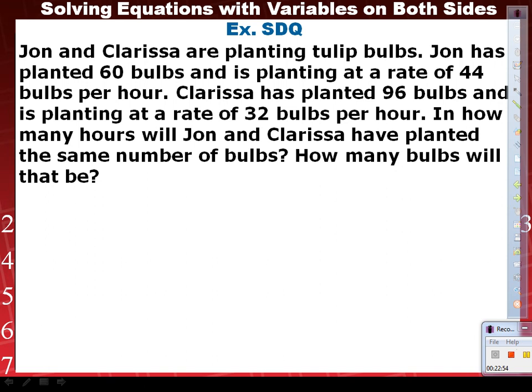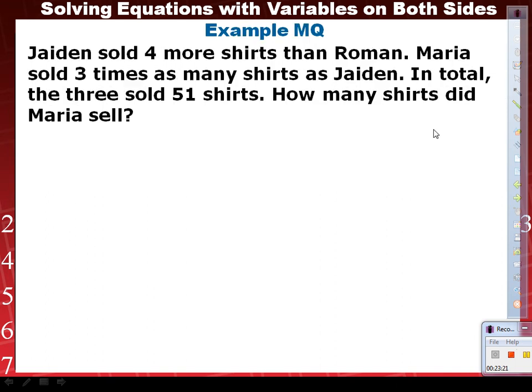Now let me go to another one that's going to be a little bit different from these. Look at this one. It says, Jaden sold 4 more shirts than Roman. Copy that, please. Maria sold 3 times as many shirts as Jaden. In total, the 3 sold 51 shirts. How many shirts did Maria sell? This is very similar to the other one, but it's different because this one does not talk about rate. You guys notice it's not talking about a certain rate. This one, they just are missing information. And I'm going to show you how to do this one together.